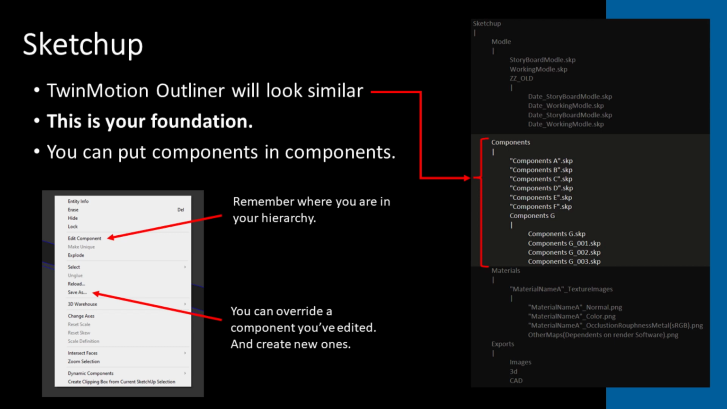And since we're not exporting anything from SketchUp to Twinmotion, but rather reading the raw file, there really isn't a whole lot of organization needed for, let's say, if it's an OBJ or an STL or an FBX.